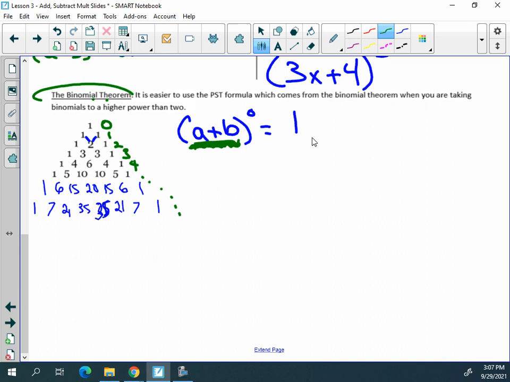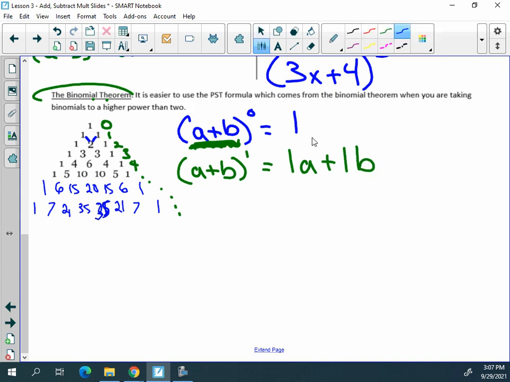All right, well, let's step it up a notch. A plus b to the first power. All right, well, anything to the first power is just itself, including my binomial. So I'd have 1a plus 1b.